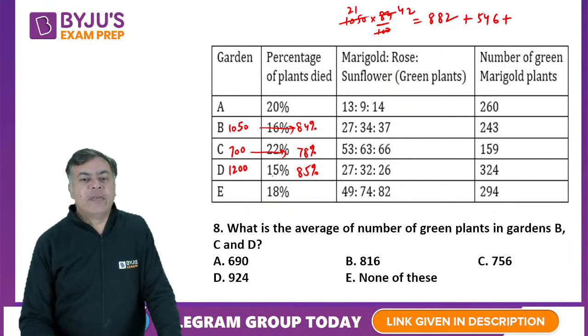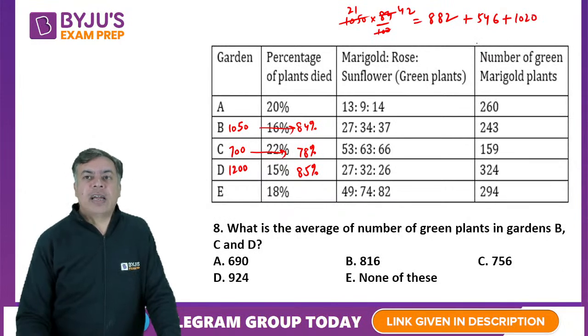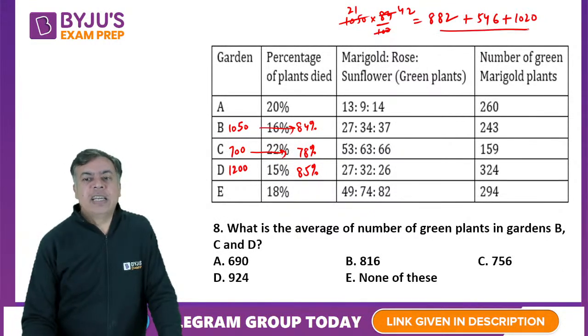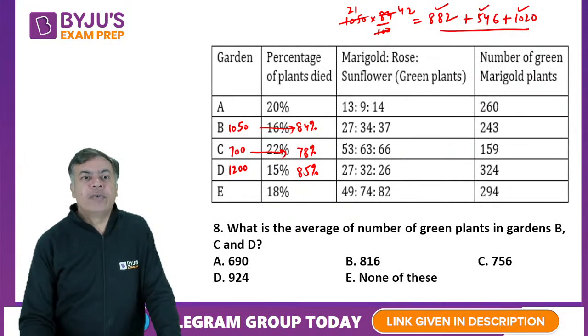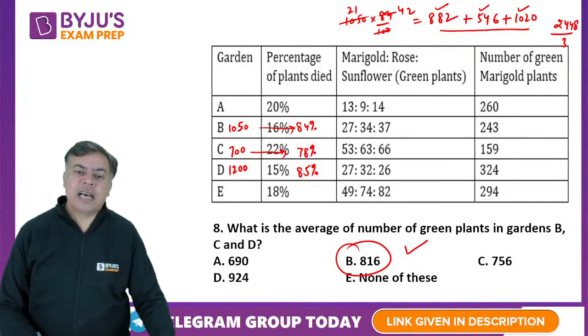D, it is 85 into 12. That is 850 plus 170. So 850 plus 170, 950, and it will be 1020, right? So we want the average of these three. So it is 10 plus 9, 19, 19 and 5, 24. So 24, 48 by 3. So it will be 816, right? Divided by 3 would be 816. That should be the average.